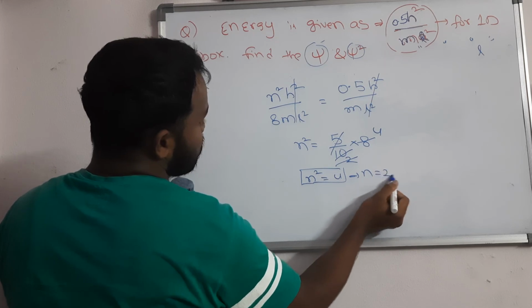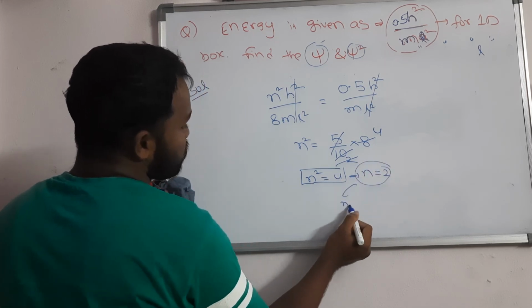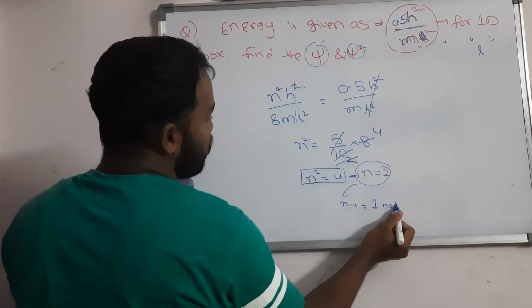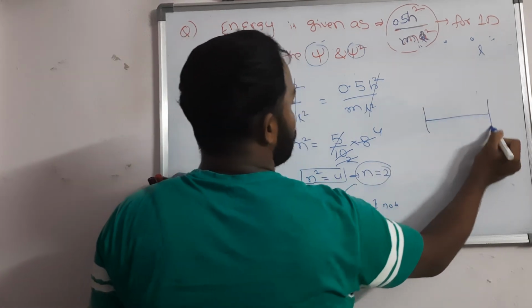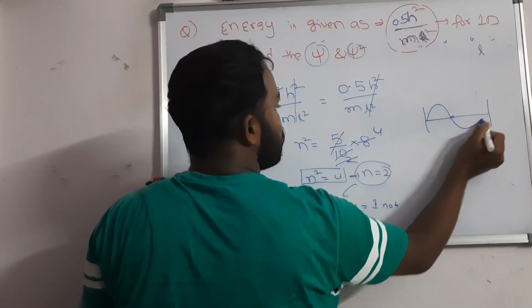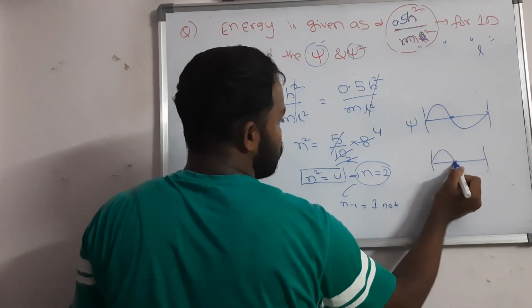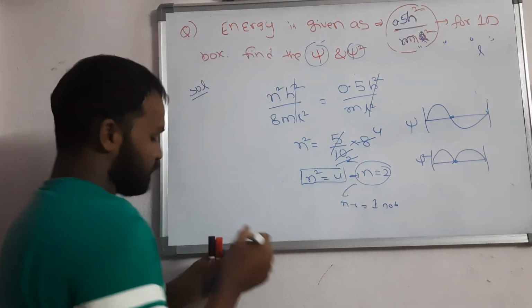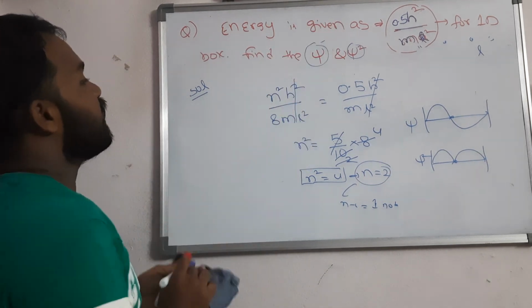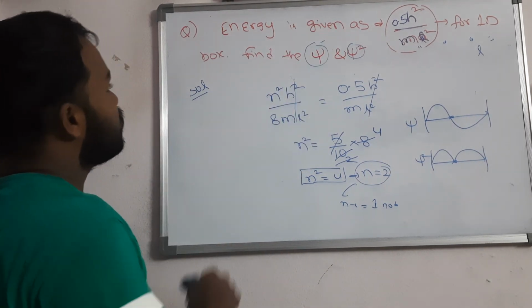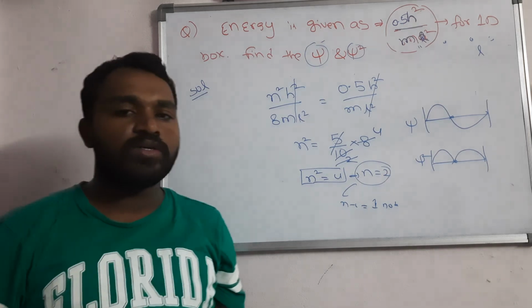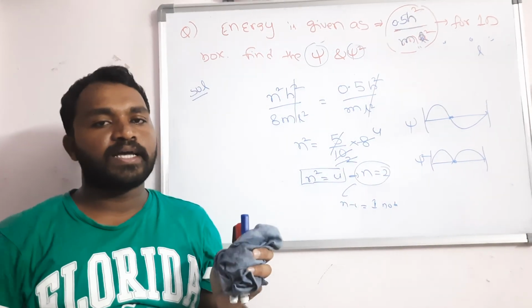n is equal to 2 means how many nodes? n minus 1, that is only one node. You write only one node. This is the psi. What is the psi square? This is the psi square you will write. The energy is given as 0.5 h square by ml square for a 1D box. All this is about the plots of psi and psi square.